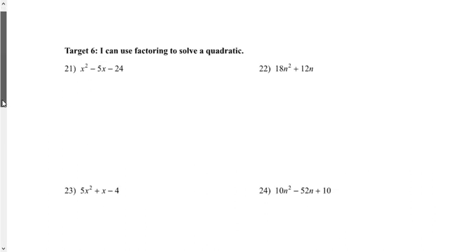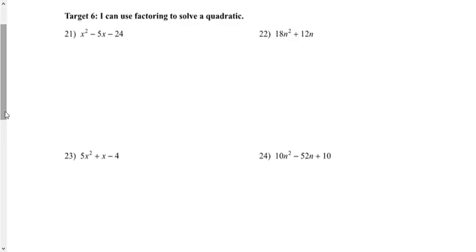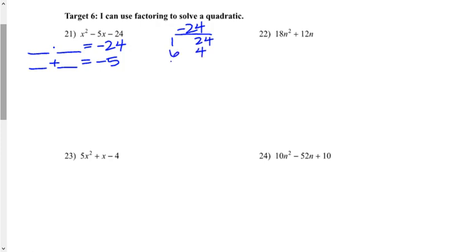Last page, target 6, I can use factoring to solve a quadratic. I have x squared minus 5x minus 24. I have no GCFs, so I'm just going to skip that step. And I'm going to think of what times what is going to give me negative 24, but also add to give me negative 5. So off to the side here, I'm going to write out the factors of negative 24. I have 1 and 24, one of those would be negative. I have 6 and 4, one of those would be negative. I have 2 and 12, one of those would be negative. And then I have 8 and 3, one of those would be negative.